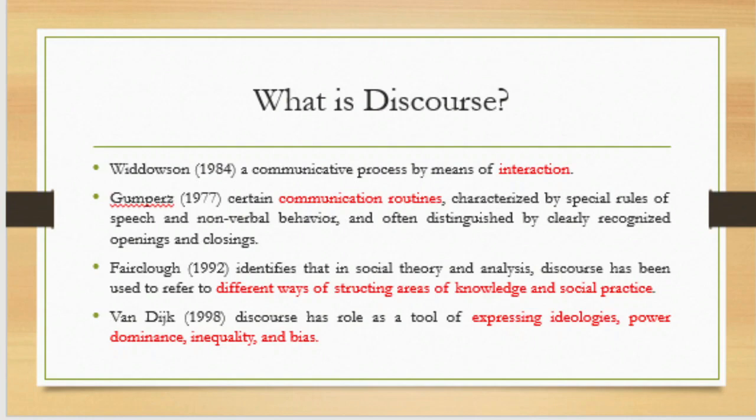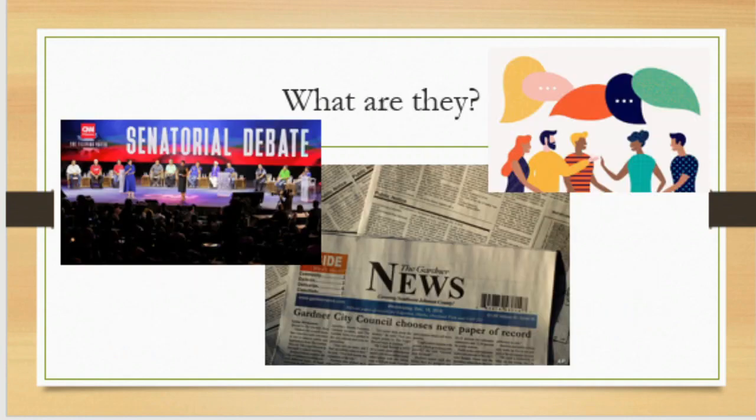Lastly is from Van Dijk in 1998. Discourse has a role as a tool of expressing ideologies, power dominance, inequality, and bias. So when you find someone saying something, there is a possibility that they have a meaning or intention beyond what is said. It's not always explicitly stated in the language or the words that they say, but there is a possibility that inside there is an intention to persuade you or ask you to believe in something. So that is what is called discourse.